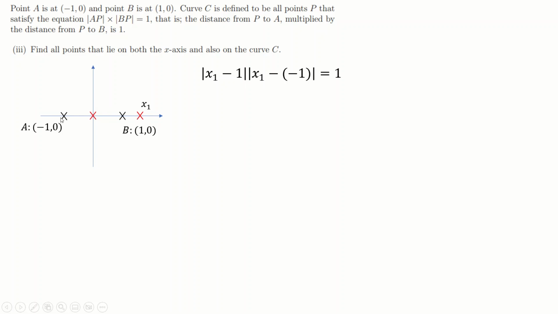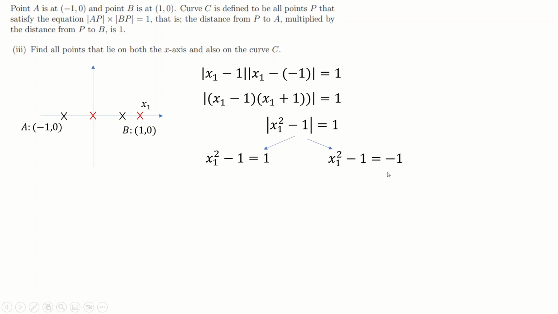And likewise, the distance from x1 to this is x1 plus 1, and again in the mod function for the same reason. Now I can just expand this out, I can put the mods together, and I get this. And now this means that x1 squared minus 1 is either plus 1 or minus 1, because of course if it was minus 1, the mods would just make it 1, so that's fine. Add 1 to both sides, square root, so x is plus or minus root 2. So at root 2, this works apparently.